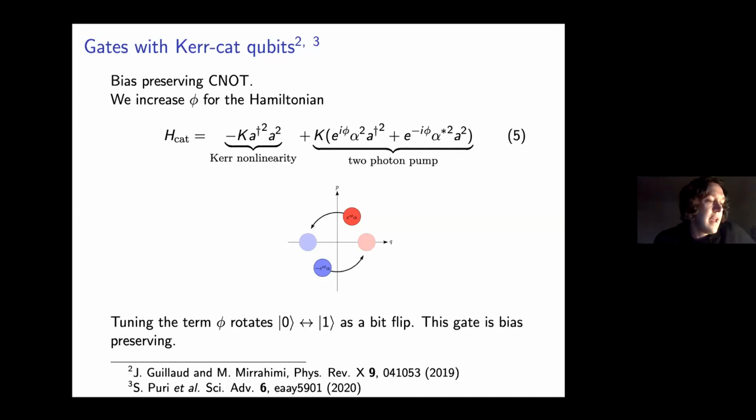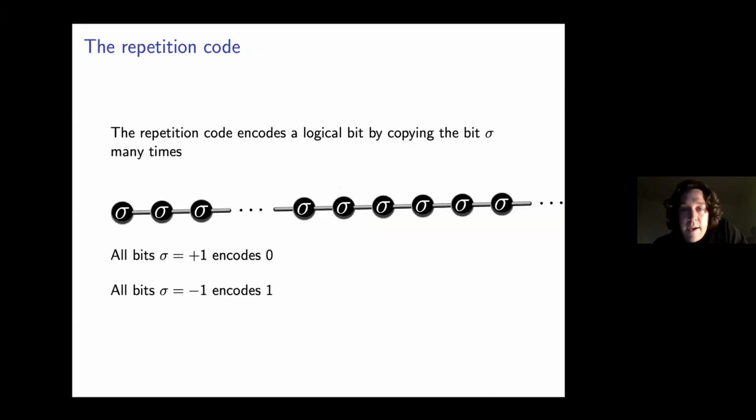Well, now, in fact, what we're going to see is that we don't need that. You can do quite well without a bias preserving gate. That's important too. But what I just want to do is motivate one particular kind of qubit that has all the properties that I'm kind of hoping for. Okay.